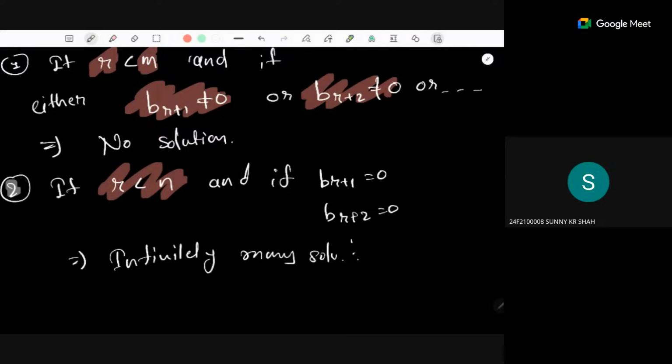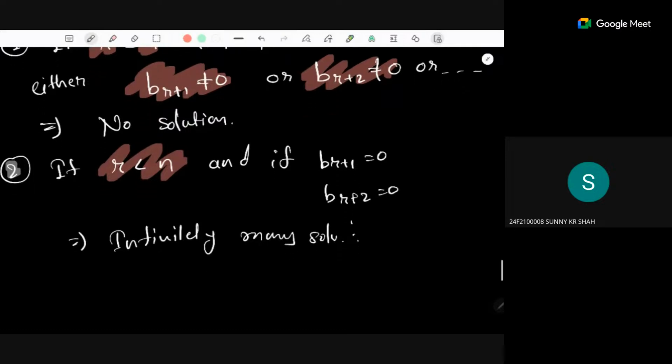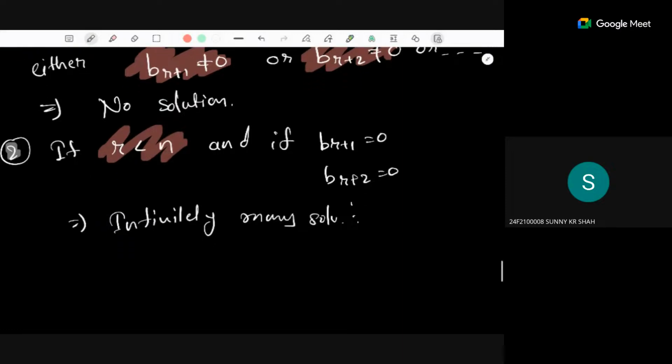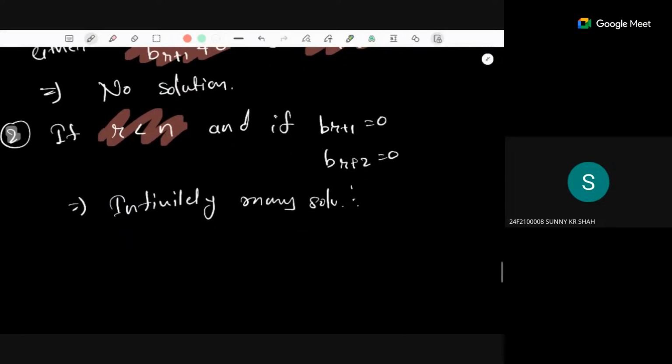Because what happened in this case, we have an independent variable. So if you remember, we have one case where we can get an independence over the one variable. That means we can substitute any real number as that variable and get a different solution. So this can happen in this particular case when r is strictly less than n and all the constants related to 0 rows are equal to 0. So then we will have infinitely many solutions.